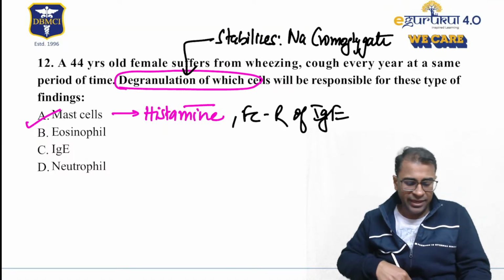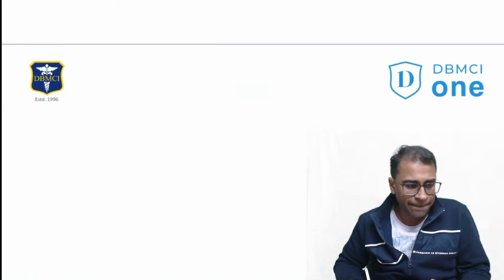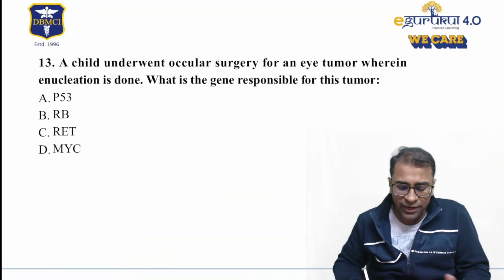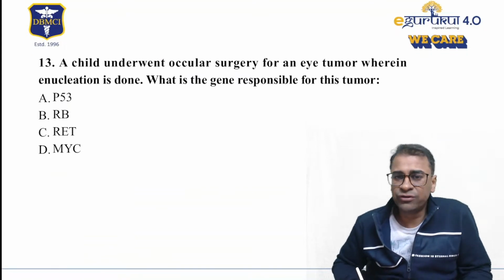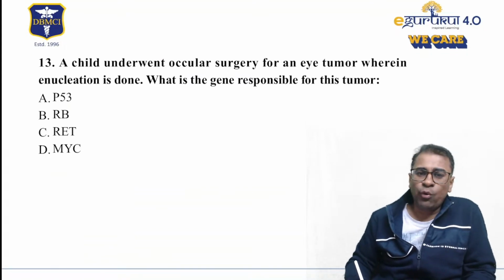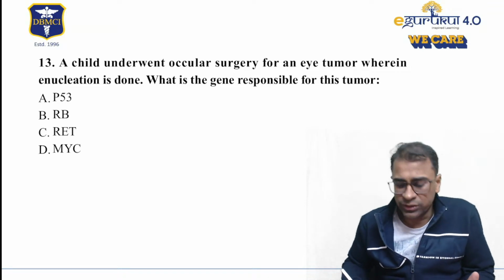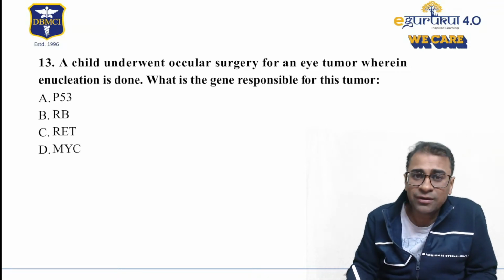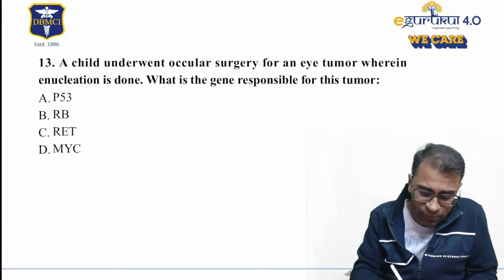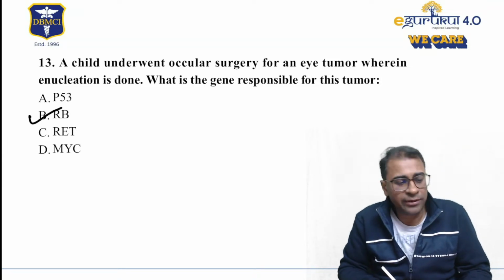Here the answer is A. A child underwent ocular surgery for a tumor wherein enucleation is done. For which tumor do you do this? Yes, retinoblastoma. So RB gene involvement is seen. Simple.